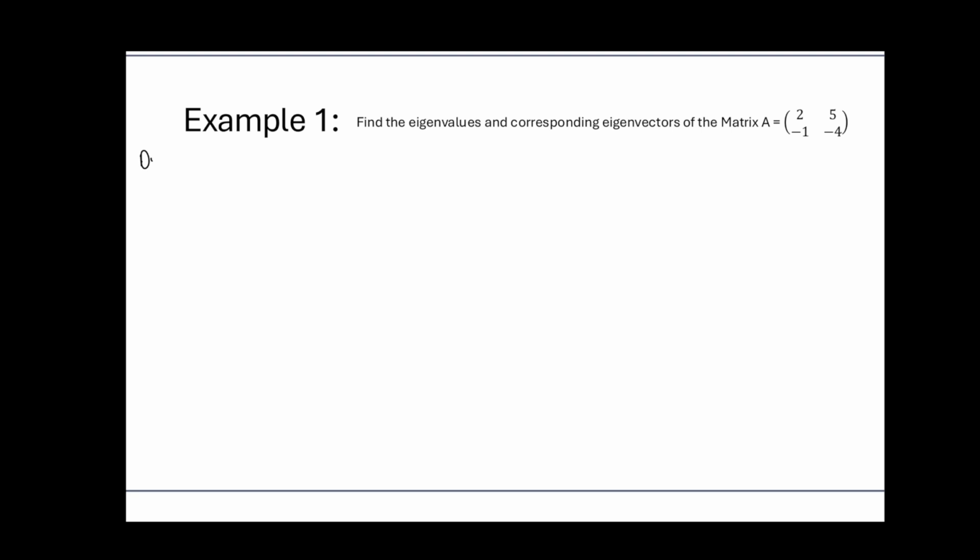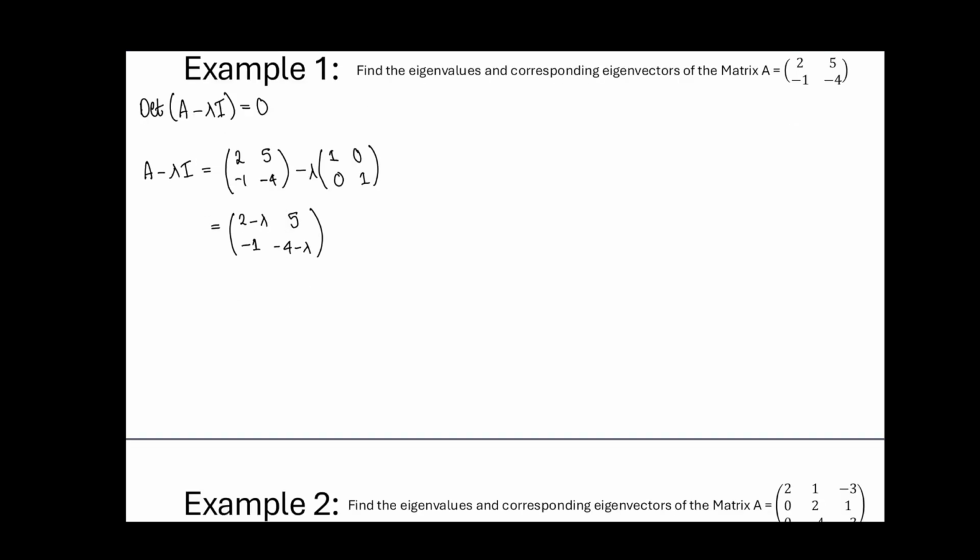So if we jot down the characteristic equation again, we have det(A minus lambda I) is equal to 0. If we work out what A minus lambda I is equal to, we have A, which is the matrix (2, 5; minus 1, minus 4), minus lambda times the identity matrix, which is (1, 0; 0, 1). When we subtract these two matrices, we get (2 minus lambda, 5; minus 1, minus 4 minus lambda). And if we now find the determinant of this matrix, we have to do 2 minus lambda multiplied by minus 4 minus lambda, minus 5 times minus 1.